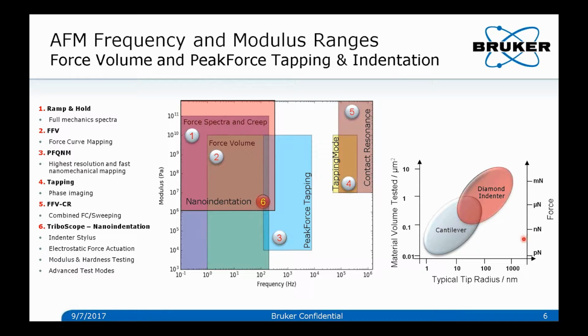On the TriboScope system, we're using a diamond indenter that usually has a tip radius of 50 nanometers or more. So we're testing at higher forces. This is micronewtons or millinewtons of force, and higher volumes of material compared to the AFM. So testing in a little bit different regimes here as far as the AFM, base measurement, and the TriboScope.